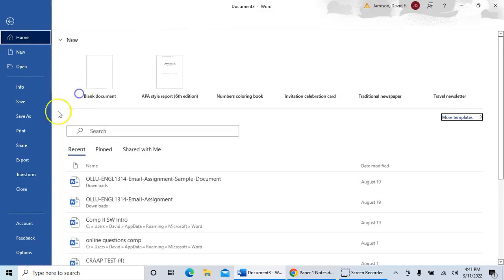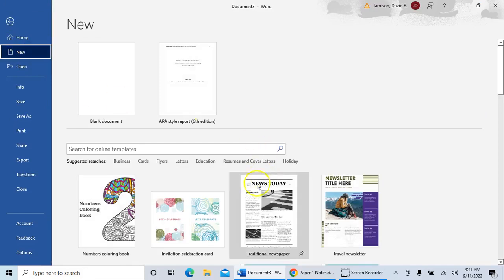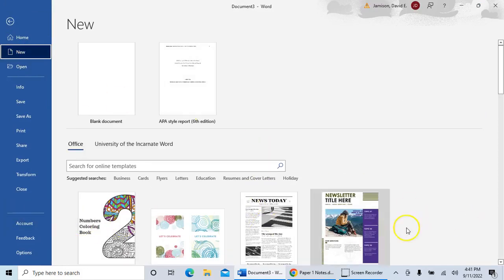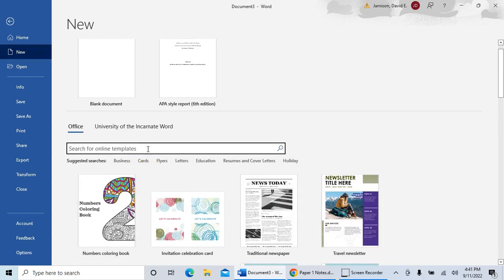The easy way, you just go to New. There's all of these different templates in here that you can find. And we're just going to look up one for MLA.